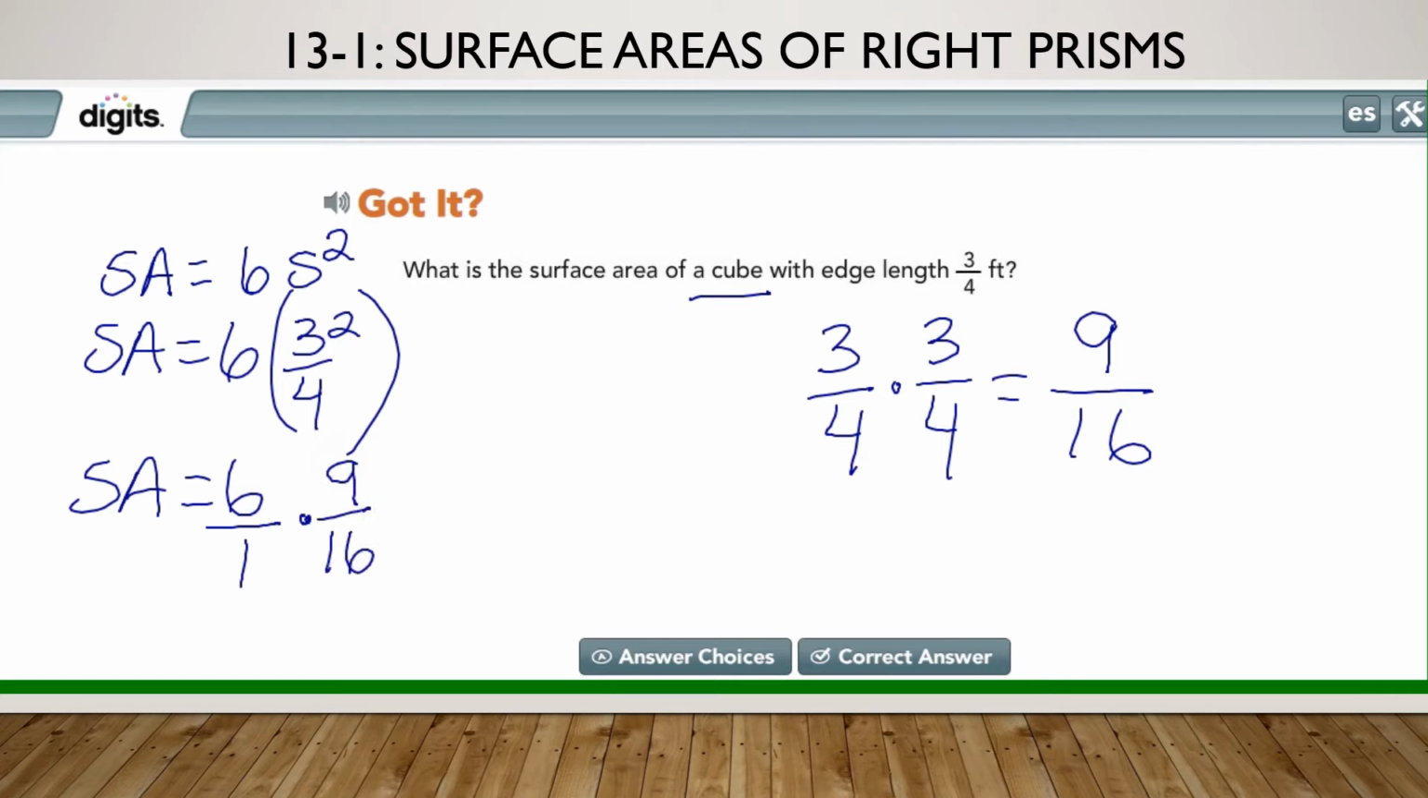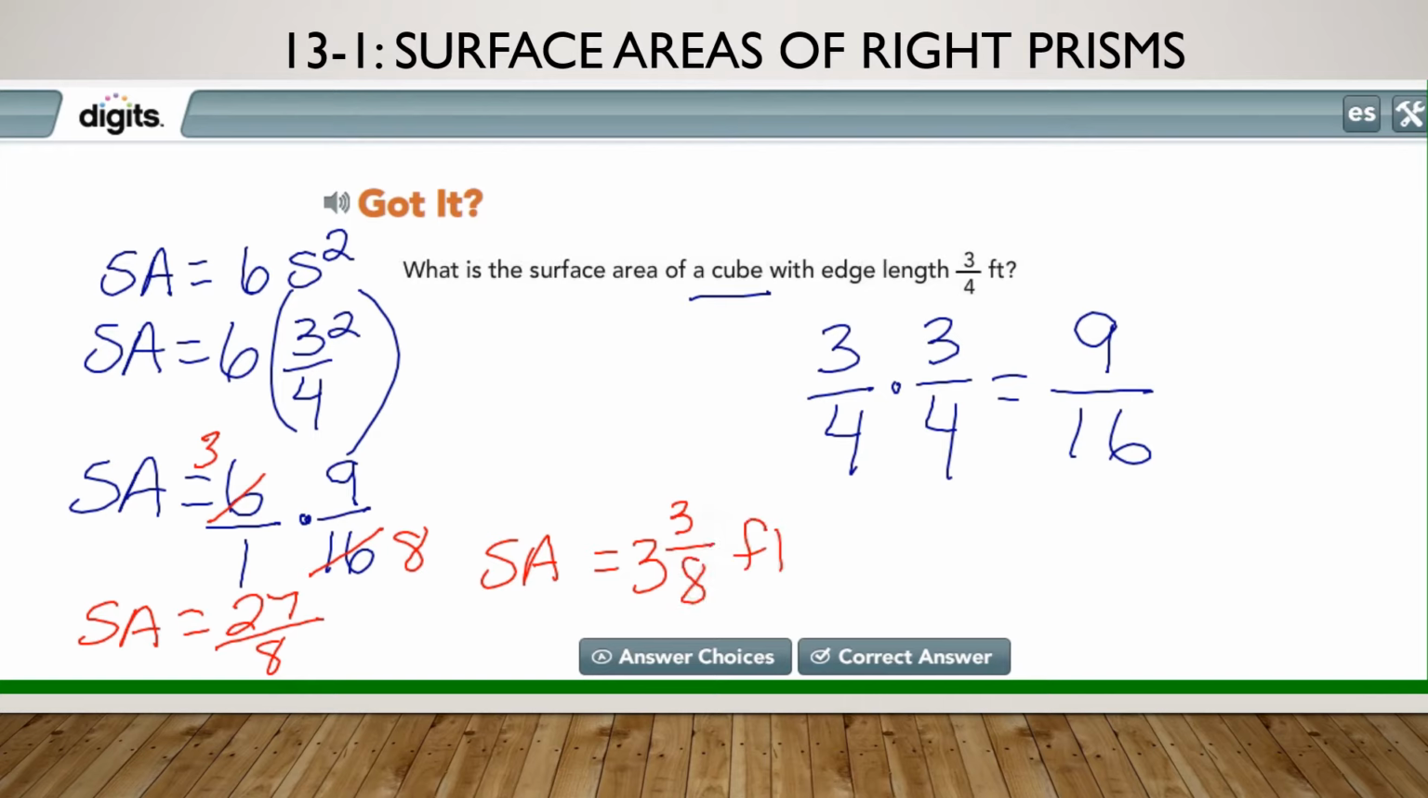Now I'm going to cross simplify to make this a little bit easier. 6 and 16 are both divisible by 2. 6 divided by 2 is 3. 16 divided by 2 is 8. Now you can multiply straight across. 3 times 9 is 27, and then put that over 8. So now you can change that to a mixed number. 8 goes into 27 3 times, and we have 3/8 left over. And don't forget your units. So the correct answer is 3 3/8 feet squared.